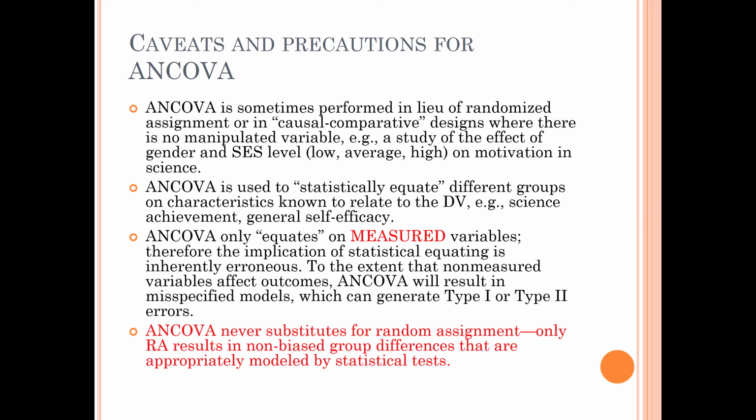So only random assignment will result in non-biased group differences that are appropriately modeled by statistic tests. So you're not going to have a group that is controlled by the presence of a covariate that is generally a control group without random assignment. You're going to have a group that is controlled for one or more covariates. Whereas with random assignment, we can say it's generally a control group.